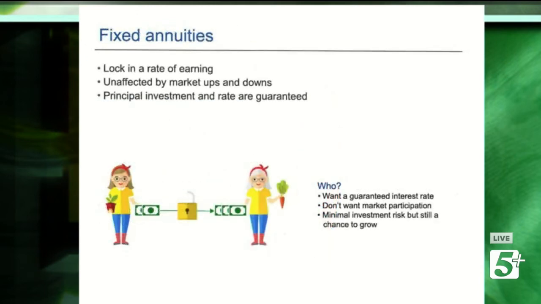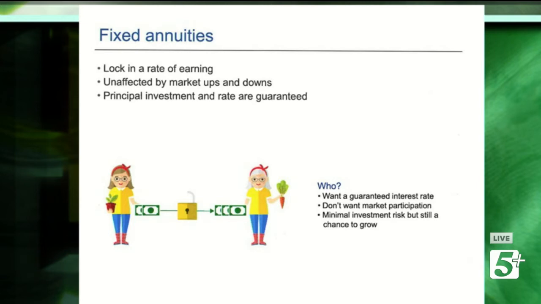I'm going to crank through these kind of fast because they're pretty simple and basic, and I want to spend a little more time in particular on the fixed index annuity side. So on fixed annuities, you're locking in a rate of earning. You're getting a guaranteed rate that you're going to get paid, unaffected by market up and down. Your guarantee is for the life of the contract. Principal, investment, and rate are guaranteed. So if you're looking for a guaranteed interest rate, you don't want market participation, minimal investment risk, but still a chance to grow, a fixed annuity would be a good fit for you.